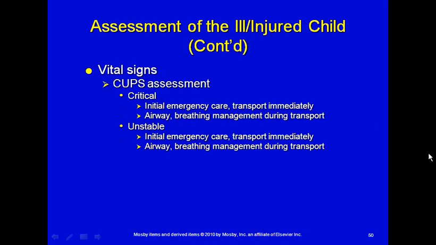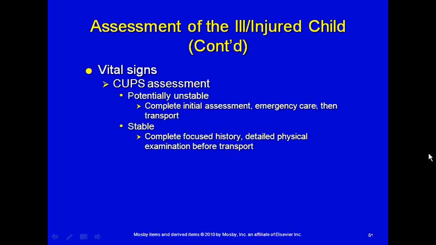CUPS is an assessment tool that some people use. We don't commonly use it in Iowa, or at least in my part of Iowa, but I am somewhat familiar with this as an assessment tool. It's identifying whether your patient is critical, unstable, potentially unstable, or stable. And if they are critical, then you provide some initial emergency care and transport immediately. The only thing you worry about in that situation is your ABCs. If they're unstable, you do the same thing. If they're potentially unstable, you can complete your initial assessment, you can provide some emergency care, and then transport. If they're stable, you can actually get a full history, do a good physical exam, all that stuff before you transport.